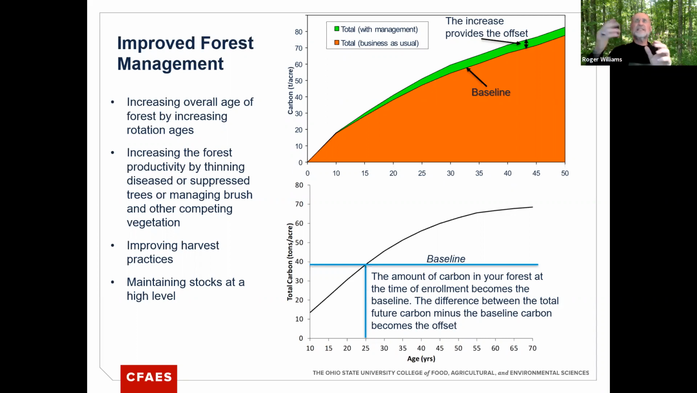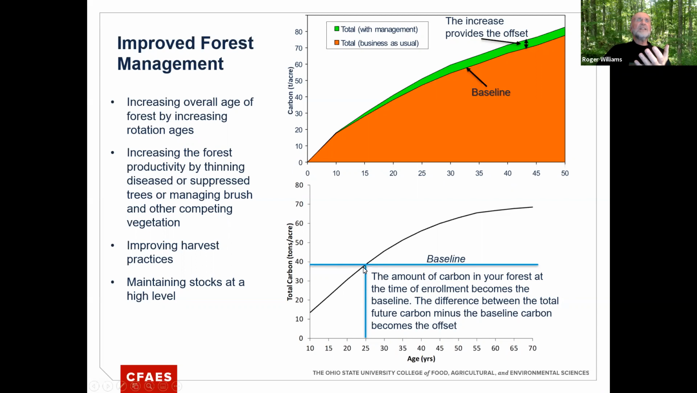Which eventually the deadwood, of course, releases carbon, et cetera. But the increase that you can demonstrate, that becomes an offset. Okay. Or for example, in the case of simply extending rotations or whatever, right?